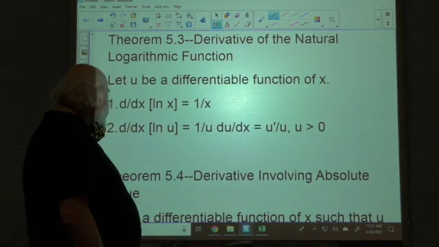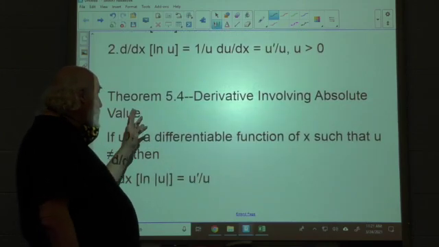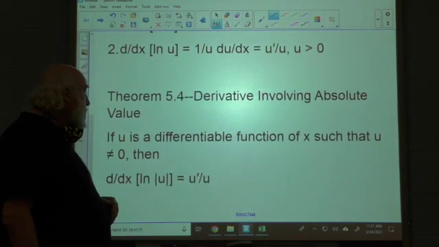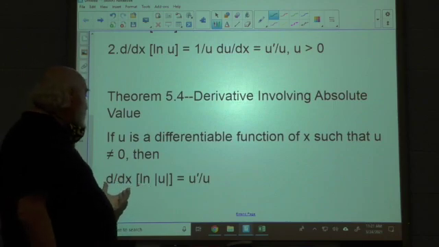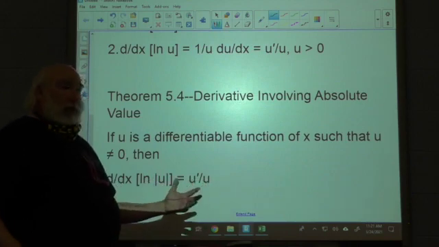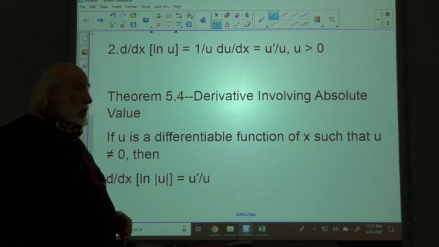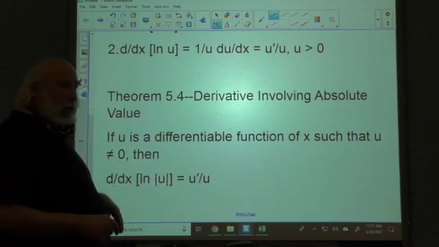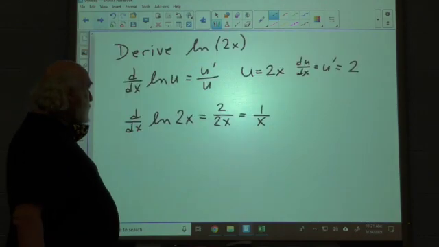That will be the derivative of your natural log function. Now, there's one other thing we're going to get into, and that is involving absolute value. The derivative of the natural log of the absolute value of u, because this is going to be positive all the time, is going to be u prime over u, exactly the same thing. So this actually makes this pretty easy. How easy? For the most part, very, very easy. So let's take a look at how that works.